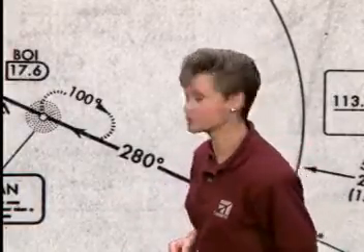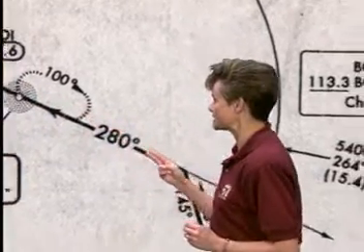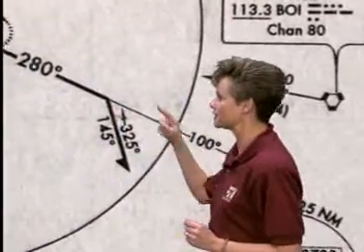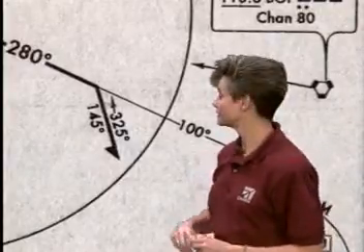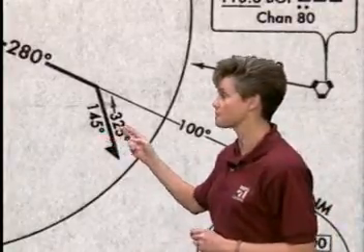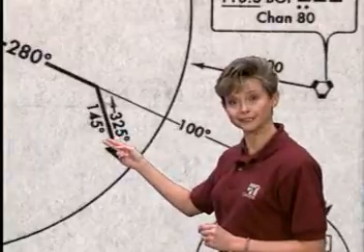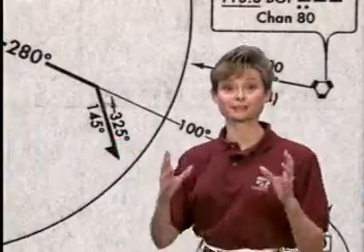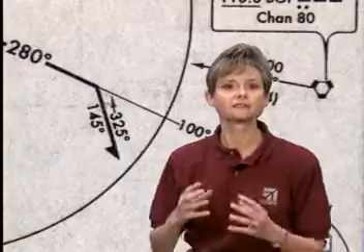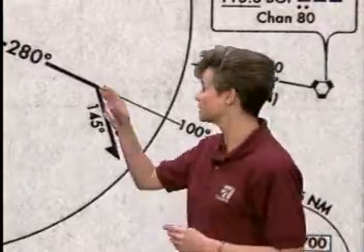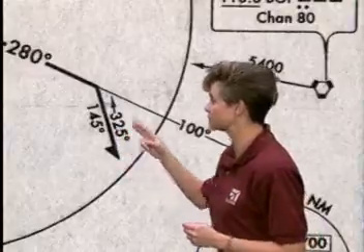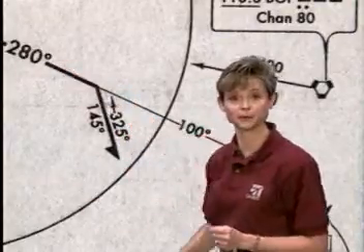When you are established outbound from the NDB, you'll need to turn around to fly back to the airport on the final approach course. This arrow tells you that the method you'll use to turn around is what is known as a procedure turn. A procedure turn is any way of turning around in which you leave the course and make a turn back to re-intercept the course.